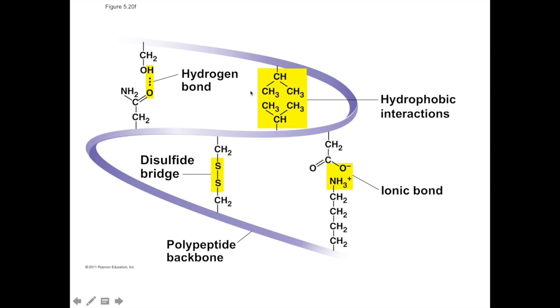You can have different amino acids with sulfur in them that may bind to each other. You may get a covalent bond. That's called a disulfide bridge. Or you might even get an ionic bond between two different charged amino acids with their side chains. So this is the third level of structure, or the tertiary structure.